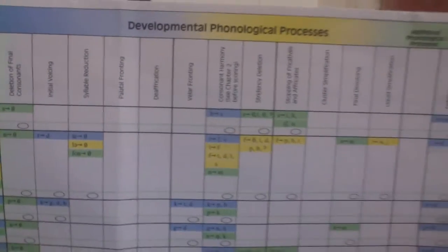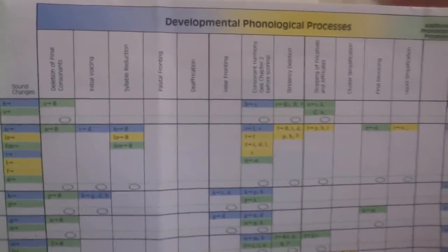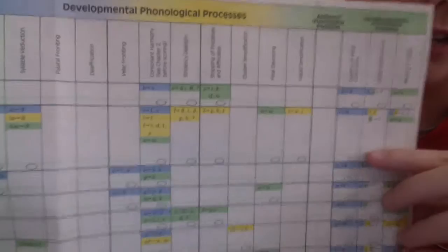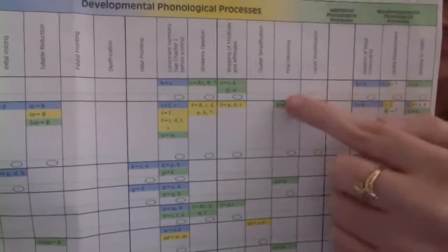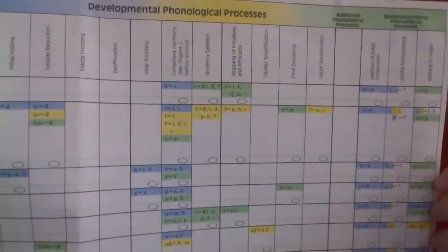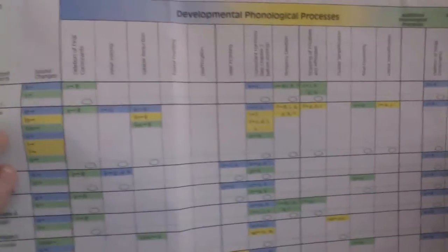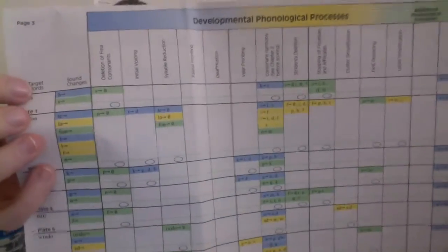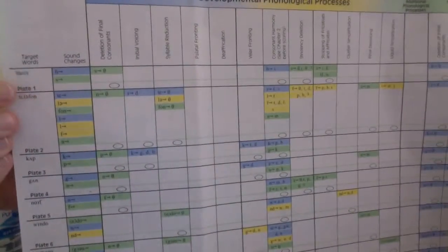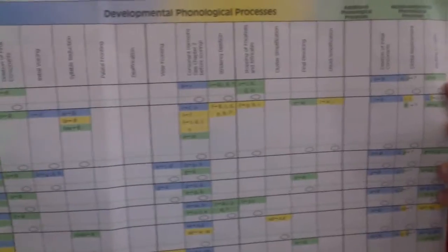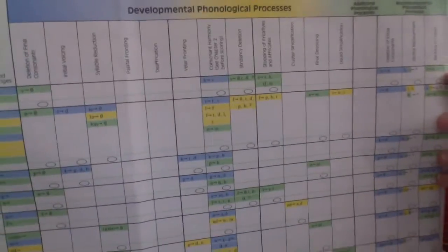It has different phonological processes along the top, and it has the different examples of each process in each row that shows what could be happening with the sounds in the word that was said. So for this top one here, house, it shows the different sounds and it shows the different phonological processes that can occur with that word.